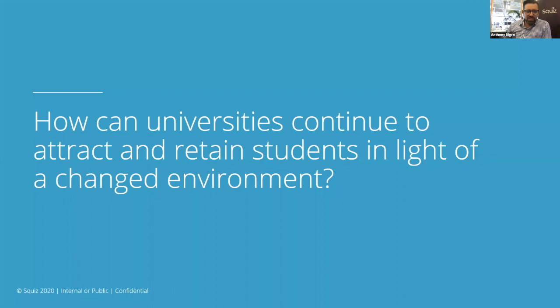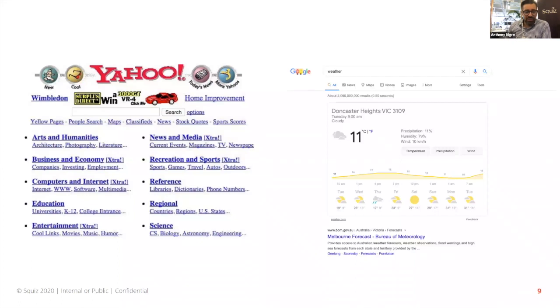So what we need to ask ourselves is, how can universities continue to attract and retain students in light of a changed environment? So how do we do it? Well, the way I think about it is we need to do less of providing farms of links to our students, and we need to do more to bring forward data for our students. So we need to make really good, compelling experiences that give data to their fingertips instead of having to dive through a farm of links to be able to get there.